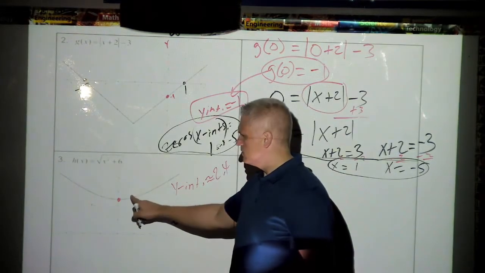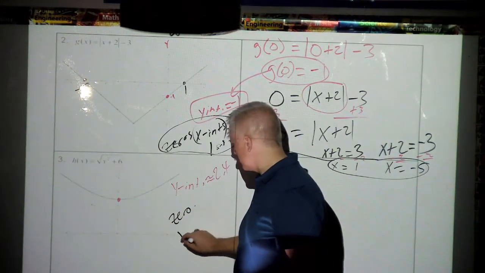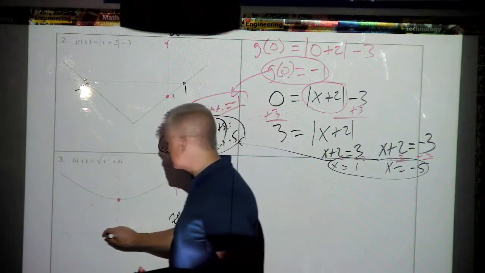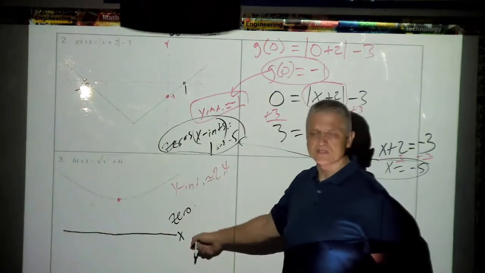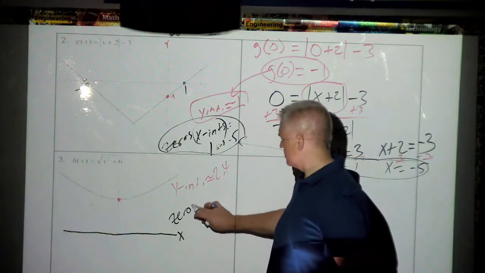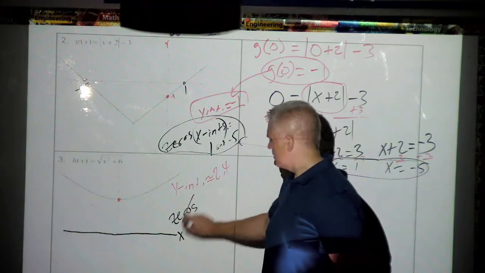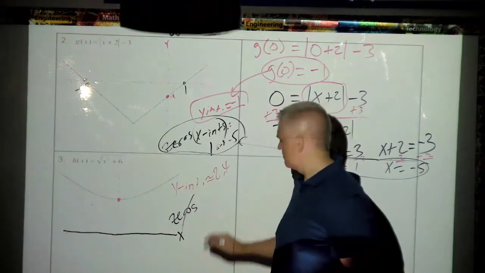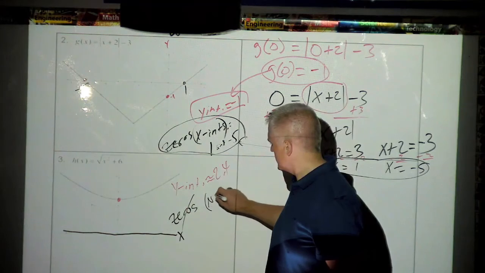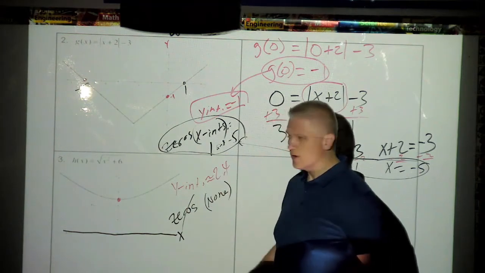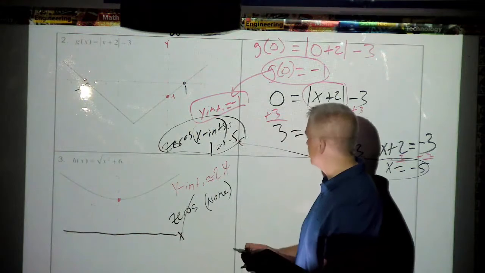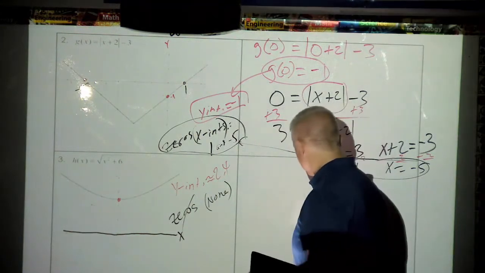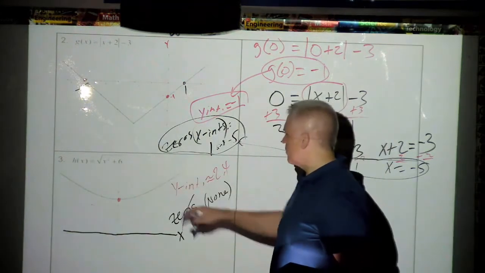well, there's a problem here. Look, here's the x-axis. My graph doesn't touch the x-axis. Looks like I don't have any. There are no zeros. Let's see what that might look like when we solve. Okay, let's start with the y-intercept.